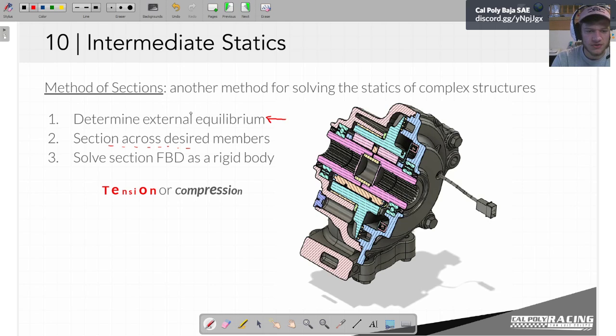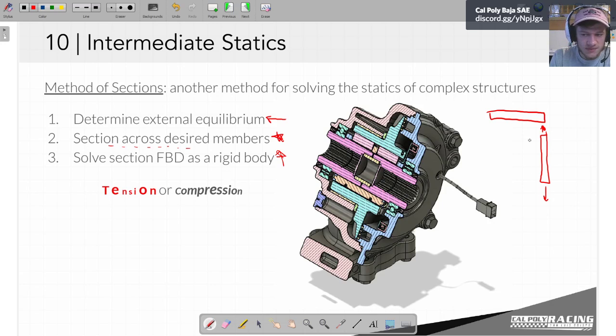First thing, figure out external equilibrium. Second thing, we section across the desired members, and there are some little caveats there that we'll get into later. But that's fine for now. And then we solve the section as a rigid body. Once we cut it in half, we assume the whole thing is again a rigid body, with those caveats in mind. We'll get to that. Again, just like the method of joints, we're assuming that everything is made out of members, so all of these structures are made out of things that can only take force in 2 directions.